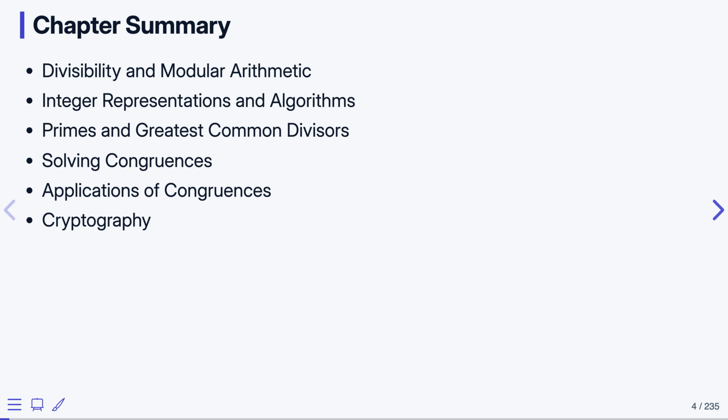This is the plan for the whole chapter. 6 topics, and each one builds on the one before it. First, divisibility and modular arithmetic. Second, how to represent integers in different bases, and the algorithms for that. Third, primes and greatest common divisors. Fourth, solving congruences. Fifth, applications of congruences. And sixth, cryptography. So let's take them in order.